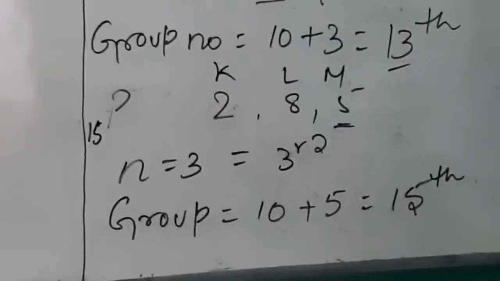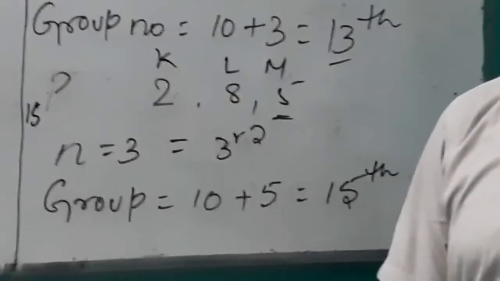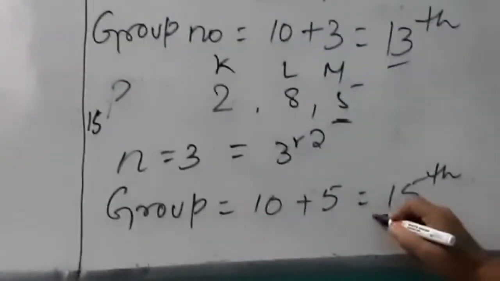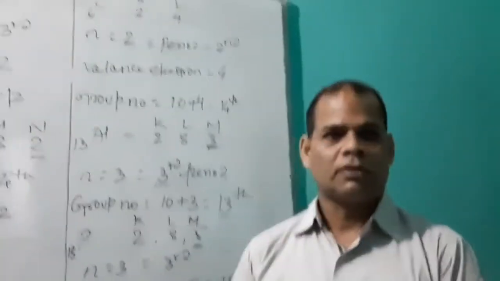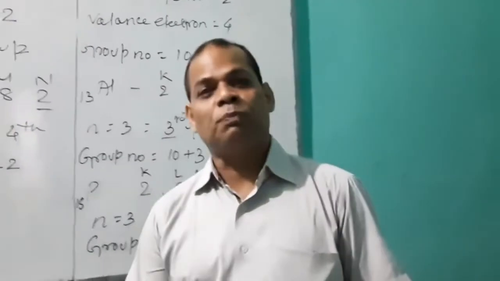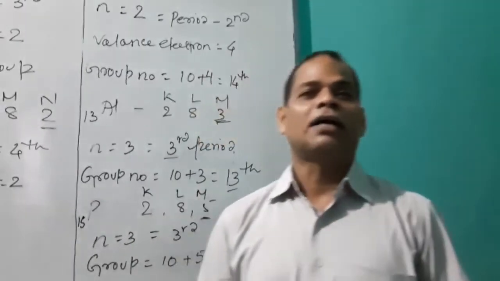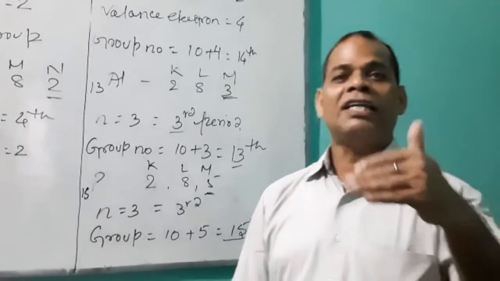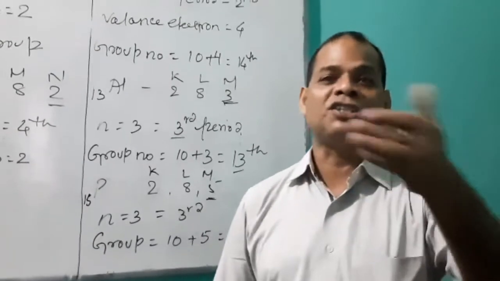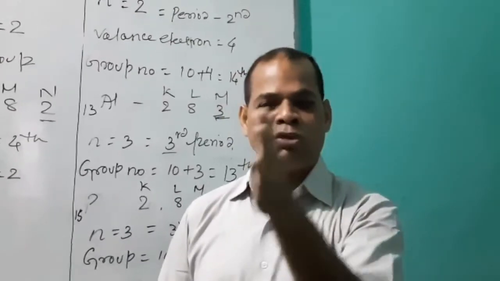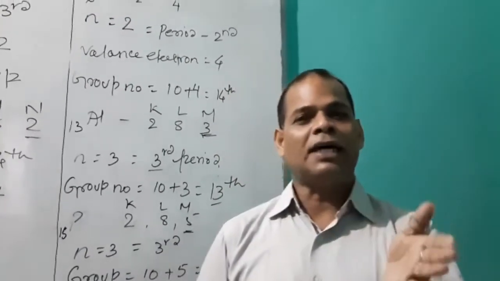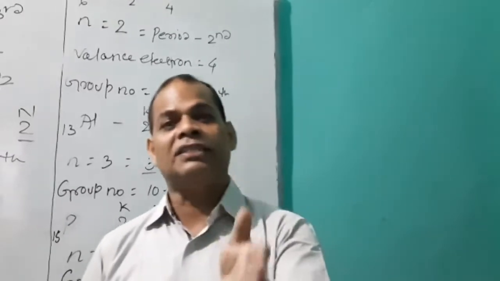Sometimes the question comes in a reverse way also, my dear students, please. Sometimes a question comes: an element X belongs to 15th group. Find the number of valence electrons and find the valency.